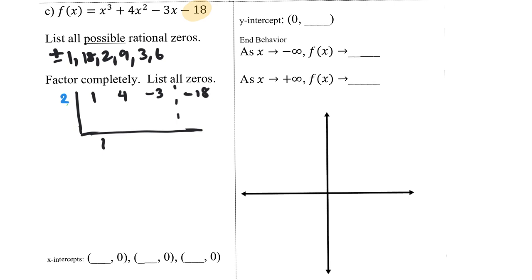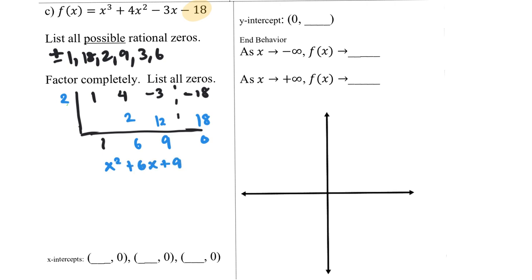Let's try 2. 1 times 2 is 2, 6, 12. Oh, it is going to work. Okay, there's my 0. Okay, I got a 0. What am I trying to do? Fully factor this. I'm going to rewrite this polynomial: x squared plus 6x plus 9.